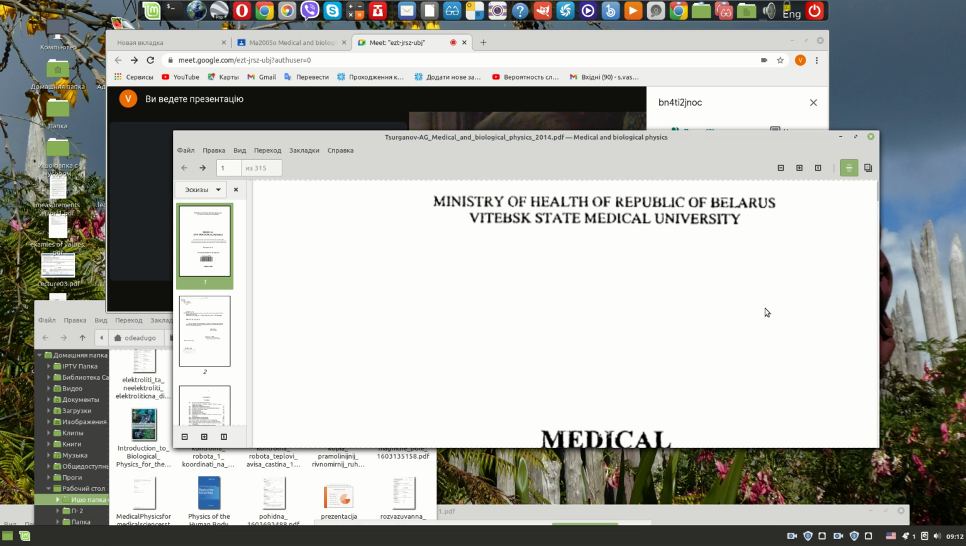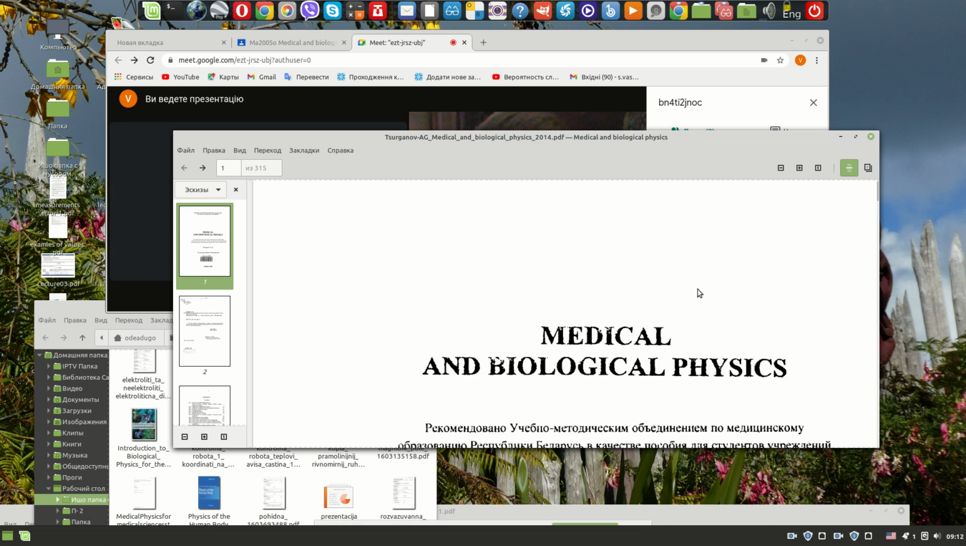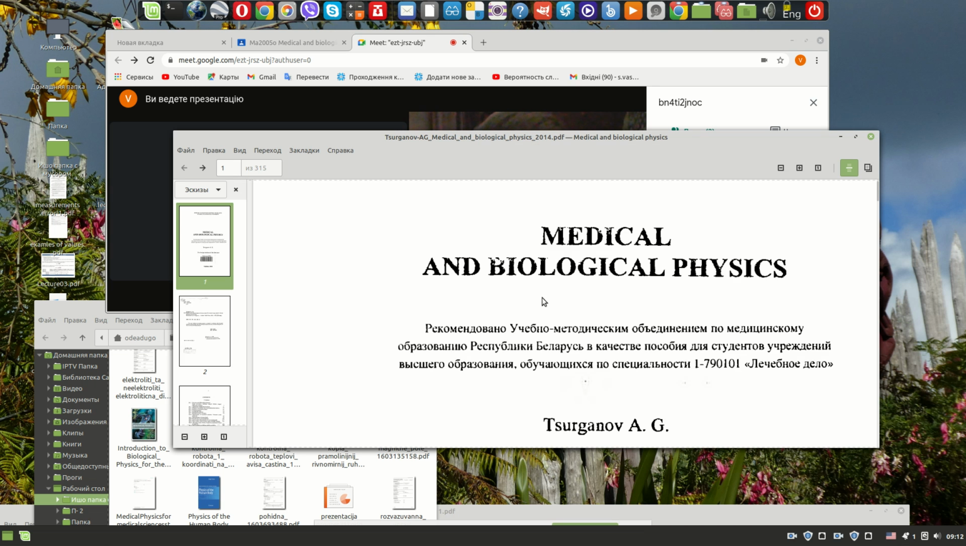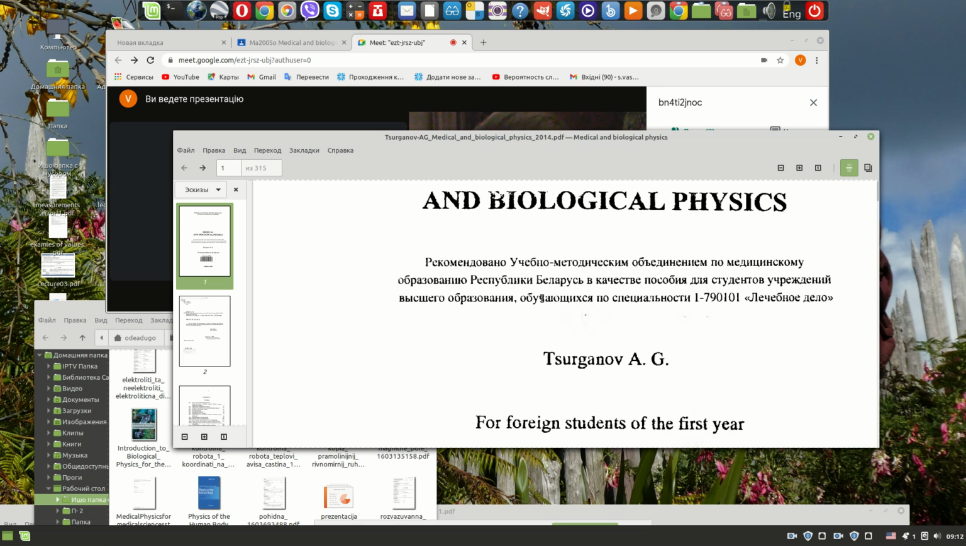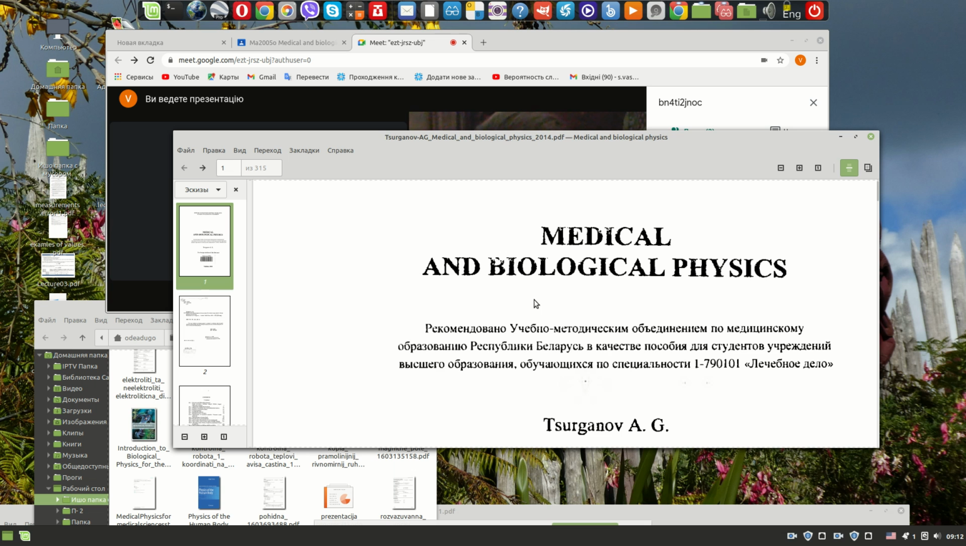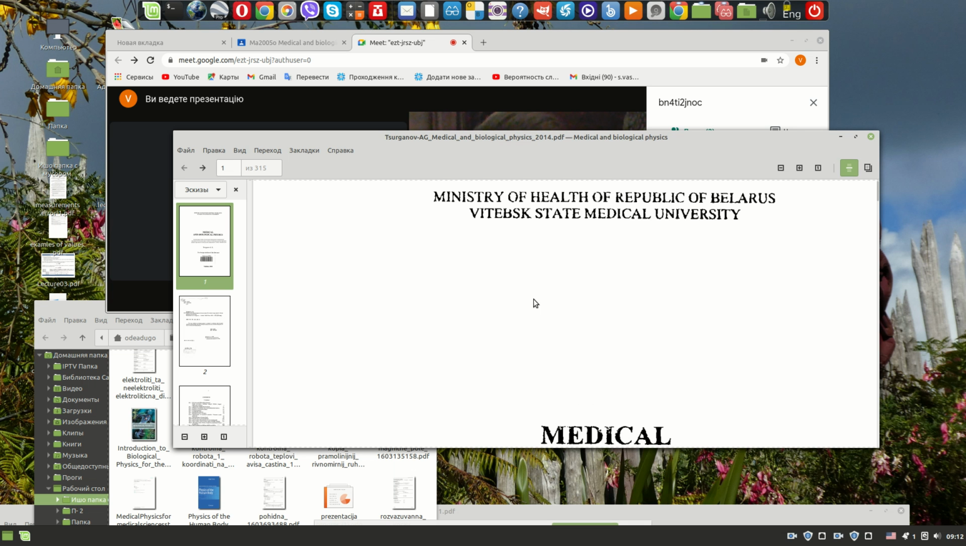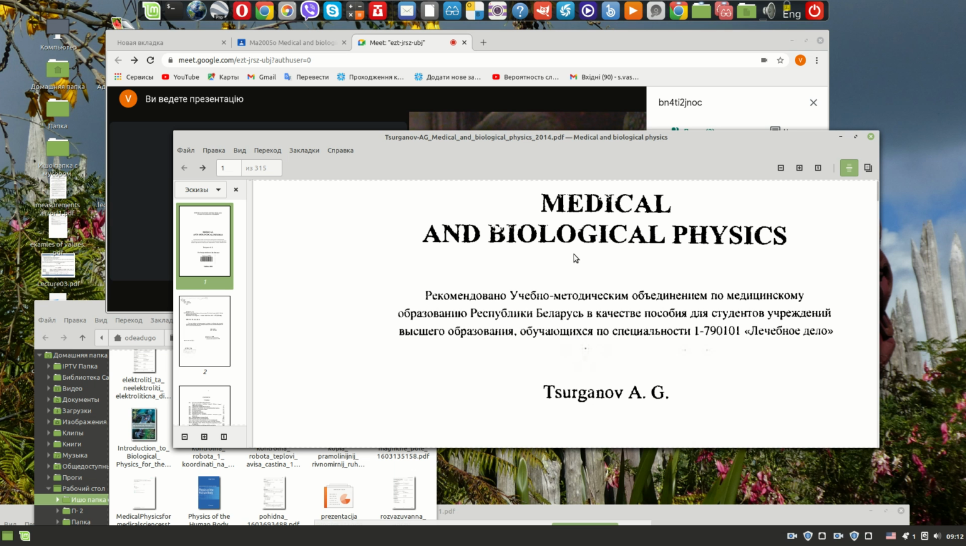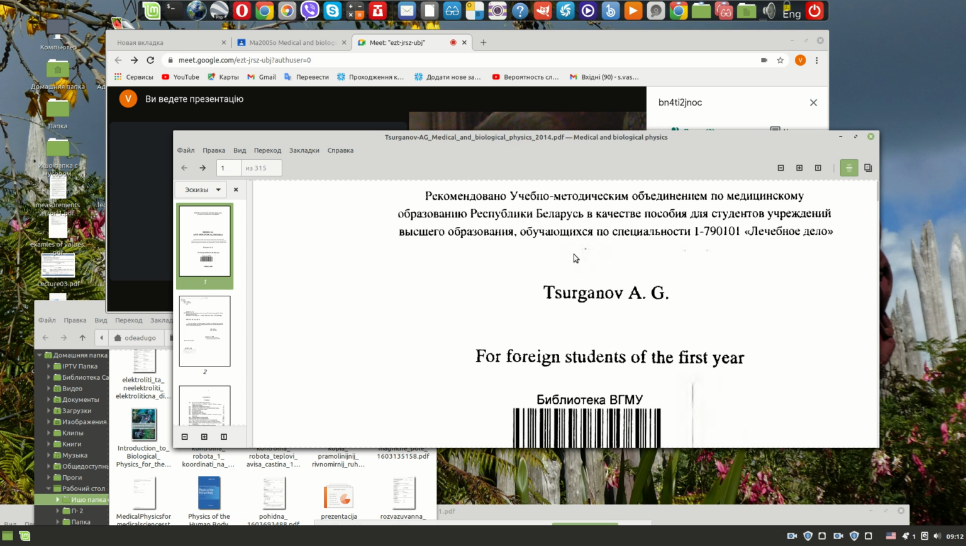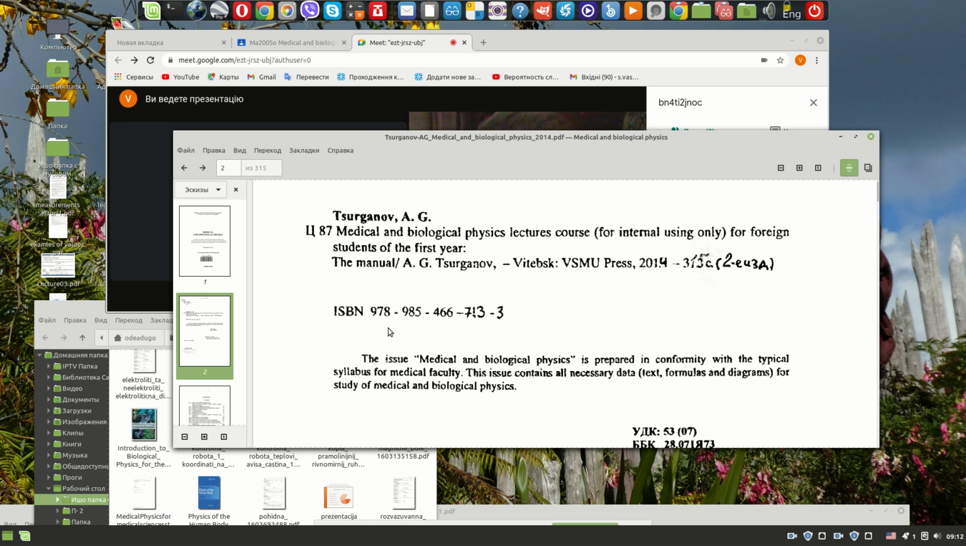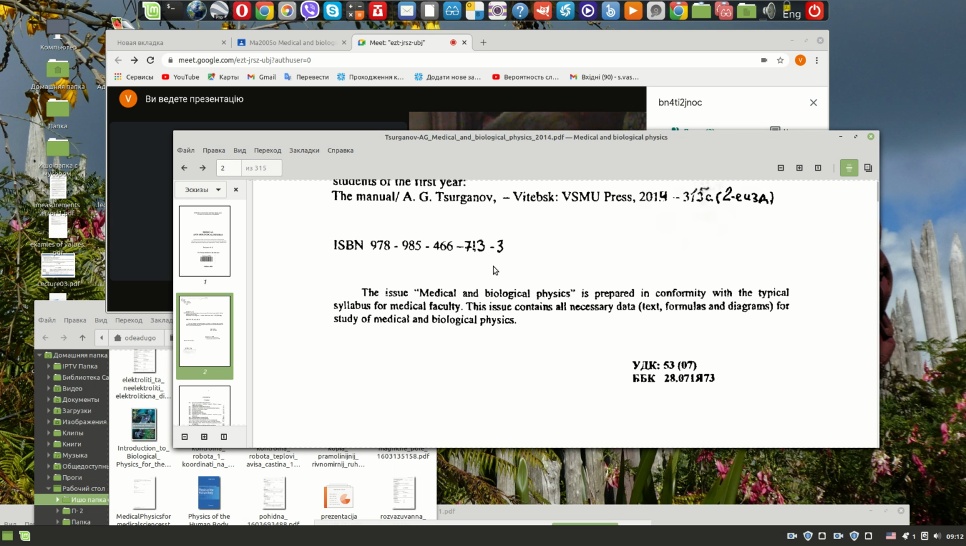Start from the Biological Physics textbook by Surganov. It's for the Ministry of Health of the Republic of Belarus, State Medical University. It's for foreign students of the first year. I will be a lecturer on this book, Medical and Biological Physics, for you.